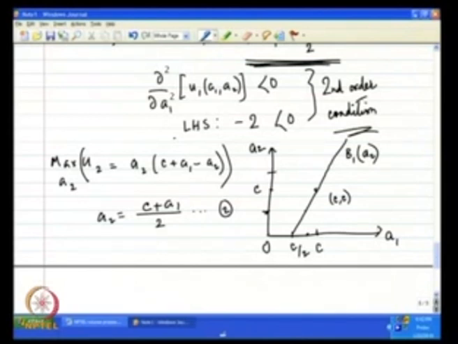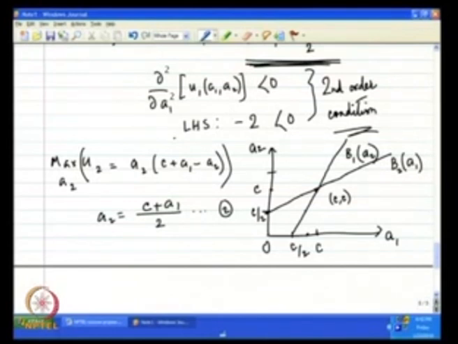Now, on this line, if A1 is 0, A2 is C divided by 2. So this is C divided by 2, and this line passes through this point. And what is the slope? Slope is half. So, it will be a flatter line like this. This is the best response of player 2.